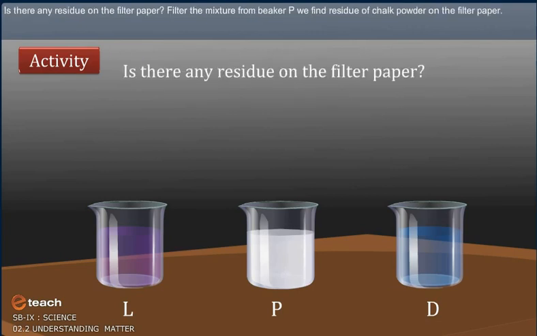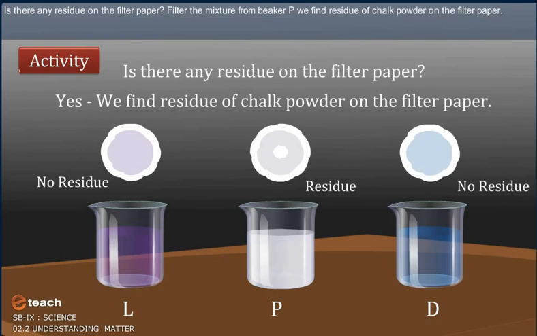Is there any residue on the filter paper? Filter the mixture from beaker P. We find residue of chalk powder on the filter paper.